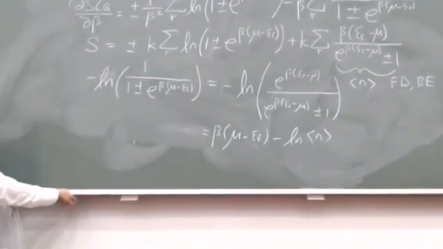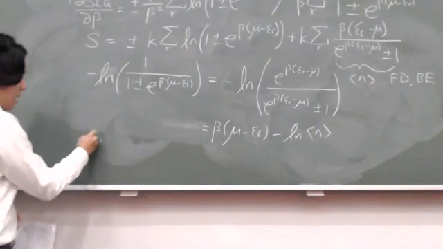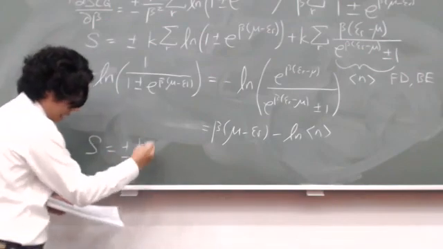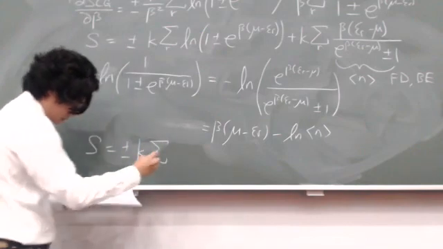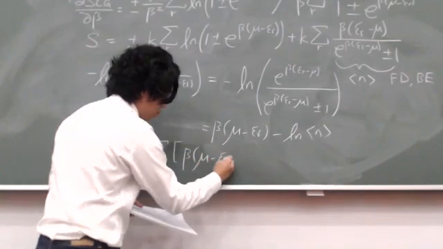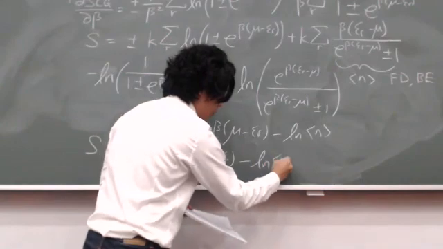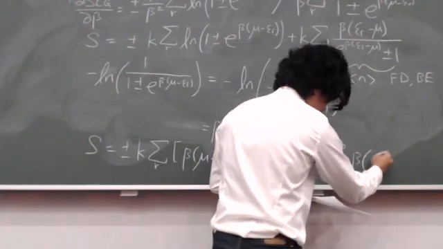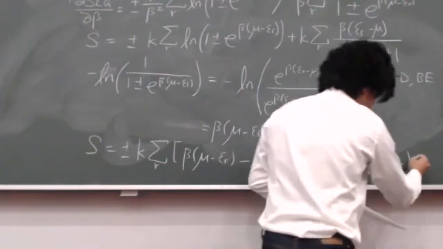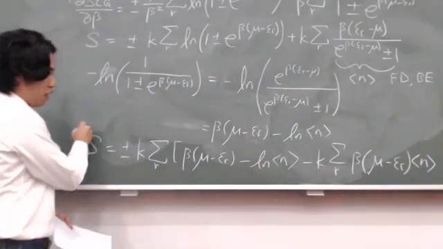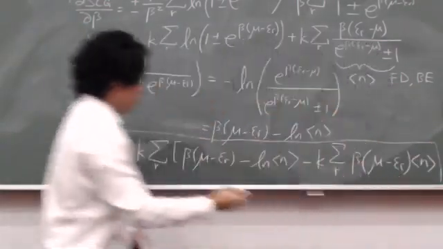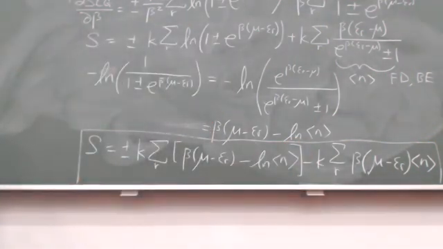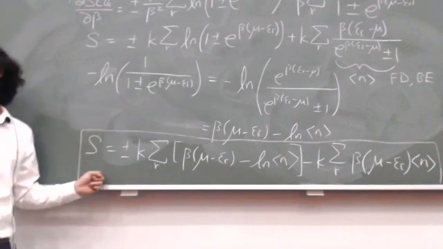So then overall, your entropy can be written entirely in terms of the occupation number. With both of these put in, S is equal to plus or minus k, sum over r of beta mu minus epsilon r minus log of average n, minus k. So this final line is the entropy expression. And again, this plus or minus sign is determined by Fermi-Dirac or Bose-Einstein. Like I said before, depending on which distribution you take, you're going to get a different entropy at different temperature.